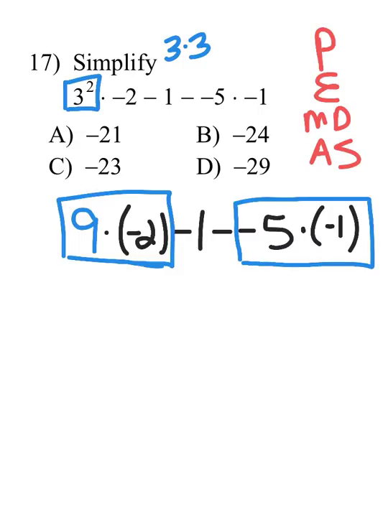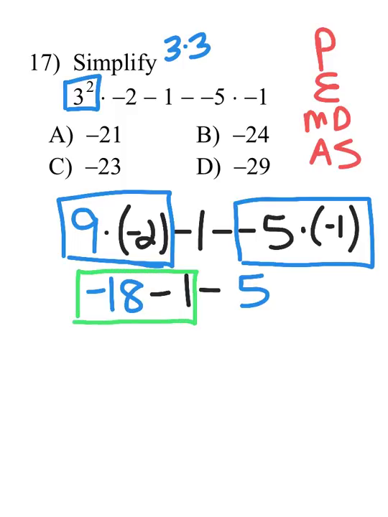So let's go ahead and figure out those multiplications. 9 times -2 is -18. Bring down the rest. And then -5 times -1 is a +5. So that would give me a 5 right there. All I have left is adding and subtracting, actually just subtracting. So we work left to right. -18 minus 1. Both of those are negative, and since both of those are negative, I'm going to add those numbers and get 19. And that negative sign stays all the way through.